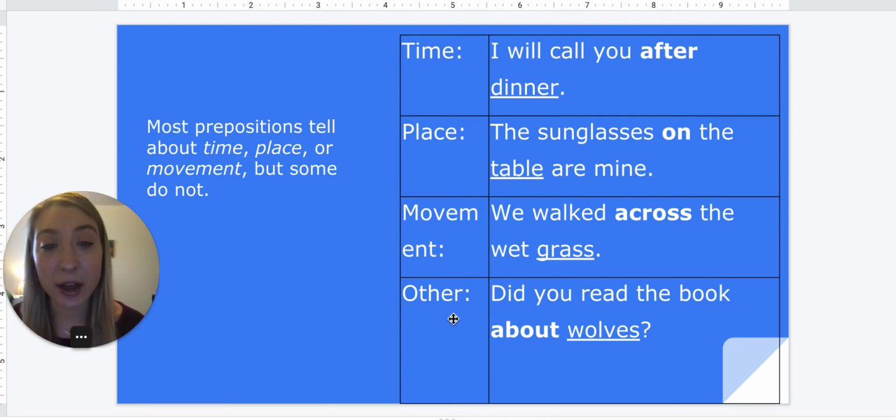And then there are going to be other ones like about. Did you read the book about wolves? Remember, about is our preposition, and wolves is our object of the preposition.